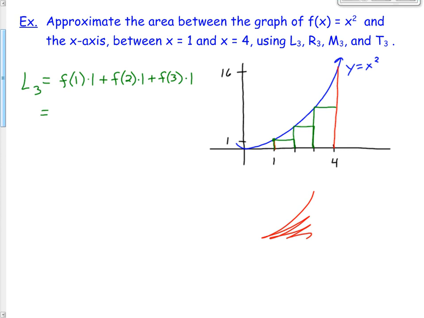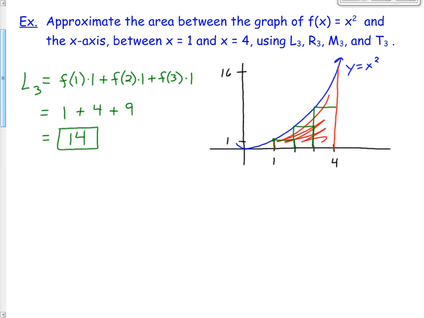All right, so f of 1 would be 1, f of 2 is going to be 4, and f of 3 is going to be 9. So that gives us an approximation that the area under this curve and above the x-axis is approximately 14 square units. Okay, let's do another one now.